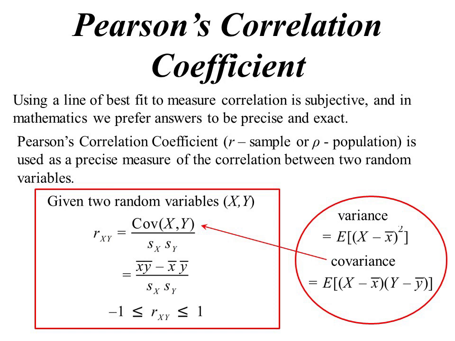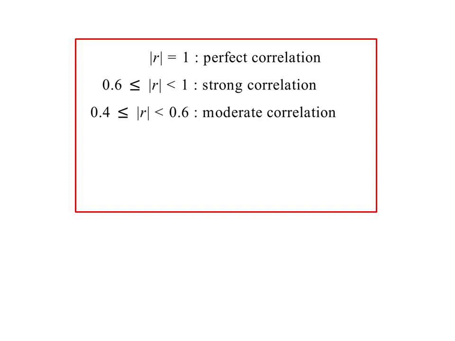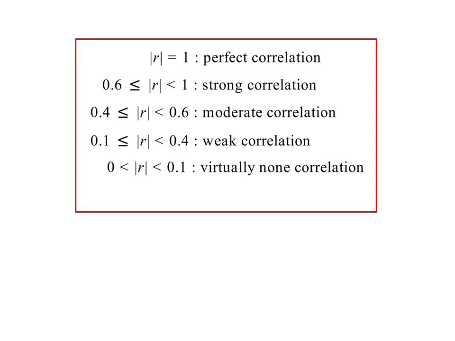We should get a value between minus 1 and 1. If it's equal to 1, and again we're just talking about the size of it here, we don't care if it's plus or minus, then that's a perfect correlation. In fact, all those points lie on a straight line. It's very rare for that to happen experimentally. Between 0.6 and 1, we say that's strong. Moderate is 0.4 to 0.6. Weak is 0.1 to 0.4. 0 to 0.1 is virtually no correlation at all. And of course, if it is 0, then there is no correlation between the data.